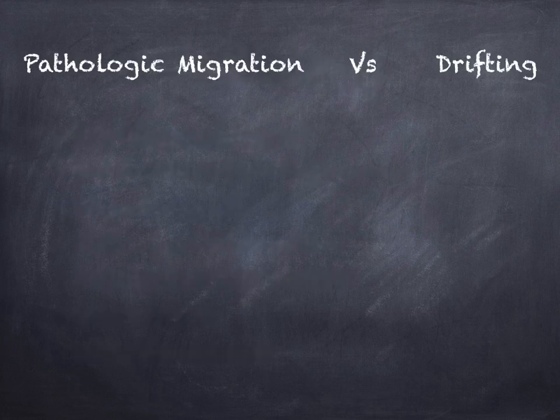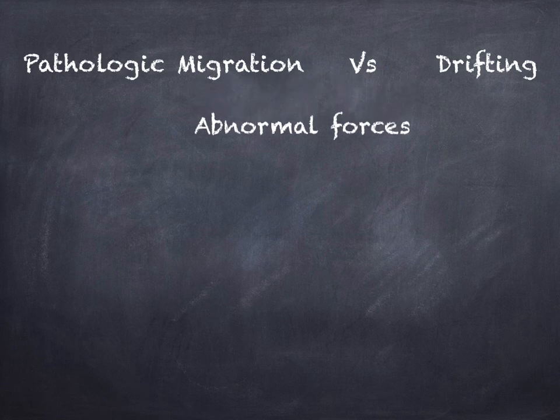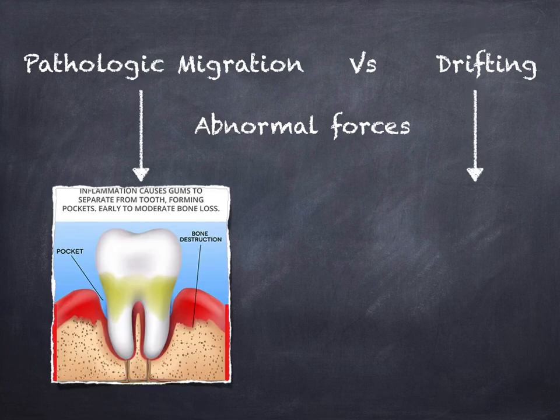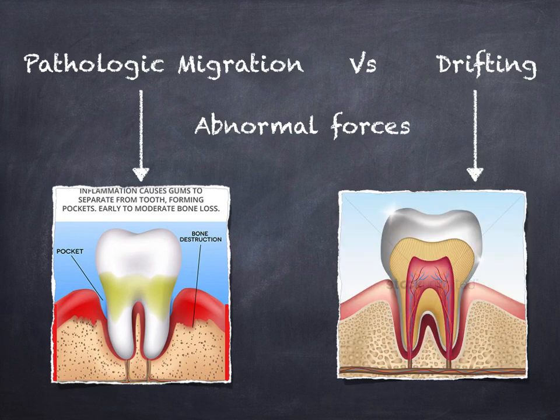So now let's see what is the difference between pathologic migration versus drifting. In both pathologic migration and drifting, we see that there are abnormal forces. This is a common factor. But what differentiates the two phenomena is that in pathologic tooth migration, abnormal forces are acting on periodontally weakened teeth, whereas in drifting, abnormal forces are acting on teeth with a healthy periodontium.